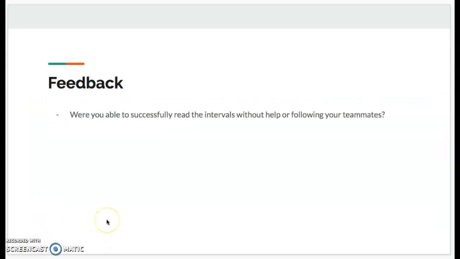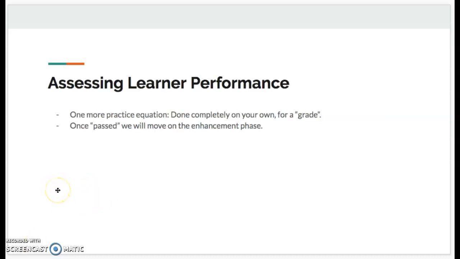So after we've gone over the results of our practice equation, it seems like the majority of the group, or almost everybody, has a very strong grasp on what we learned today. I'm going to run through one more practice equation, done completely on your own, no referencing other athletes, no asking questions, just on your own for a quote-unquote grade. Once quote-unquote passed, we'll move on to the enhancement phase. Good luck, and see you soon.